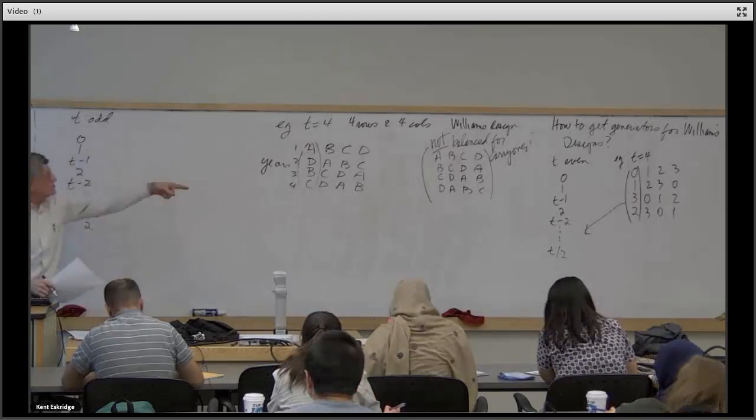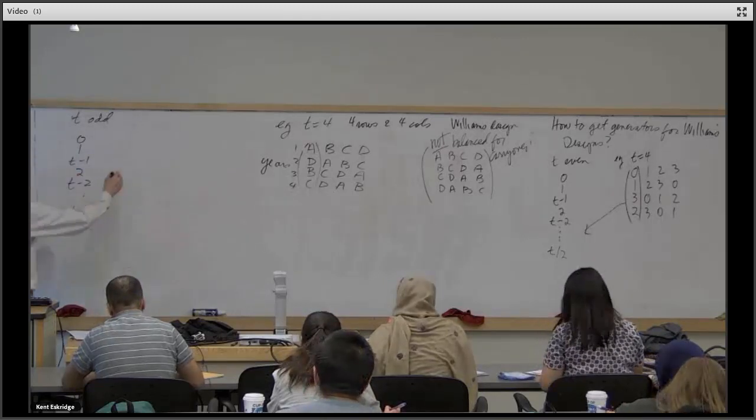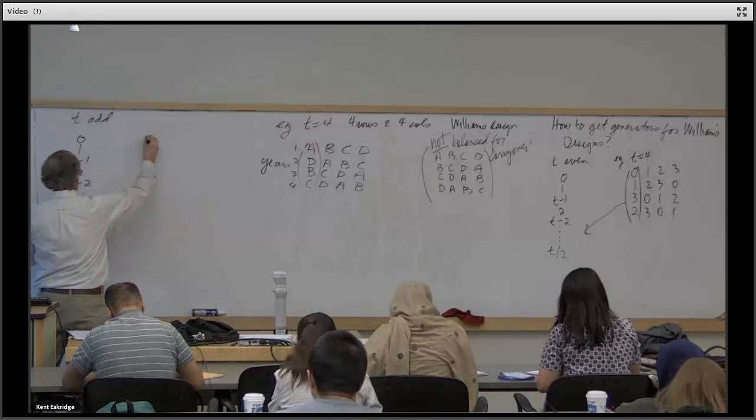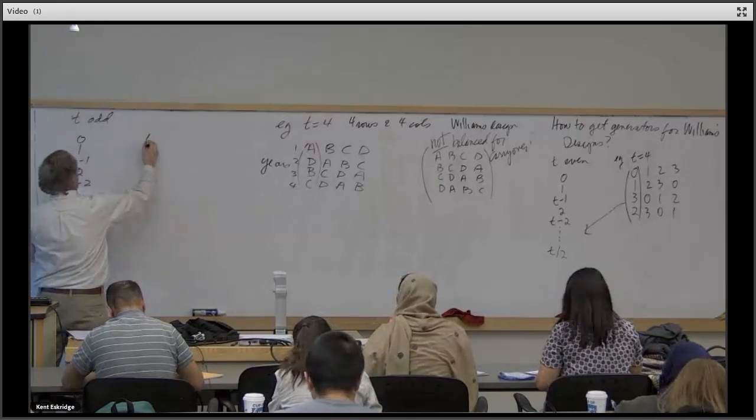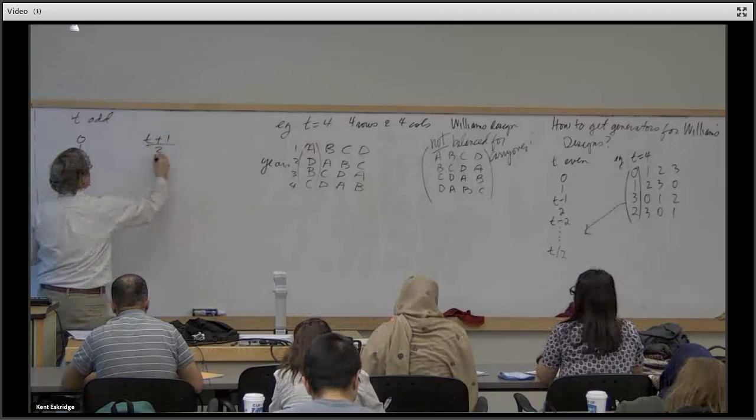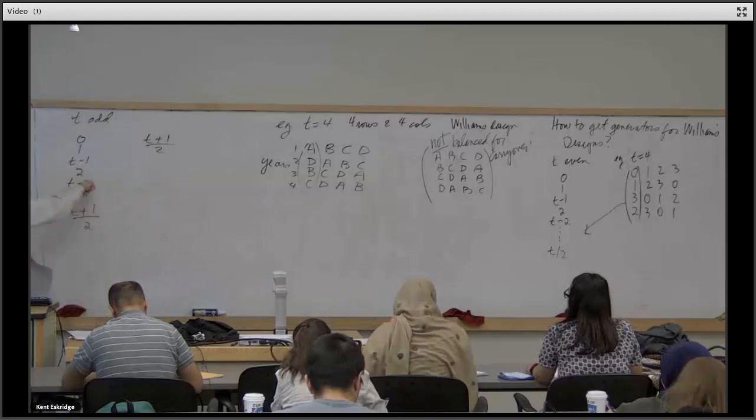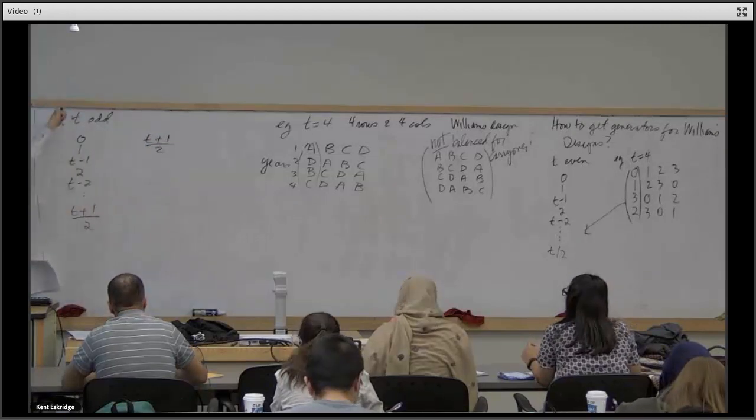And then I cycle in the same idea. This would be square 1, and then the other generator is just going to be the exact opposite. I'll go (T plus 1) over 2. So I'm starting from the bottom now and just going up the other way. Basically is what it is.